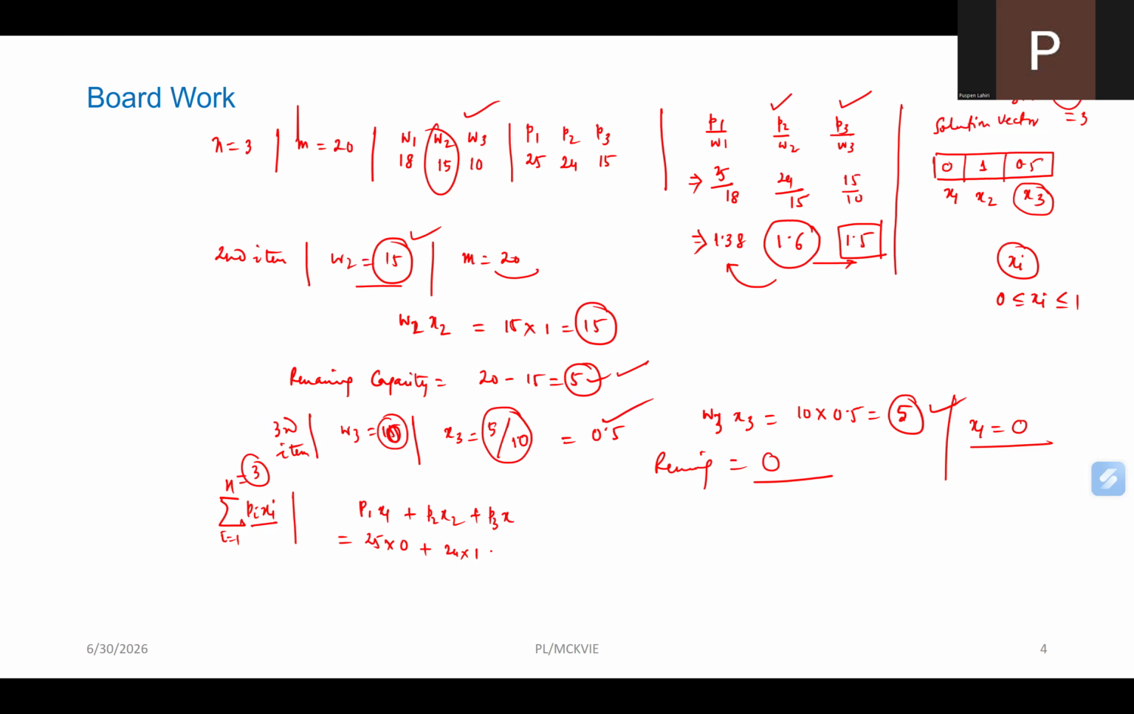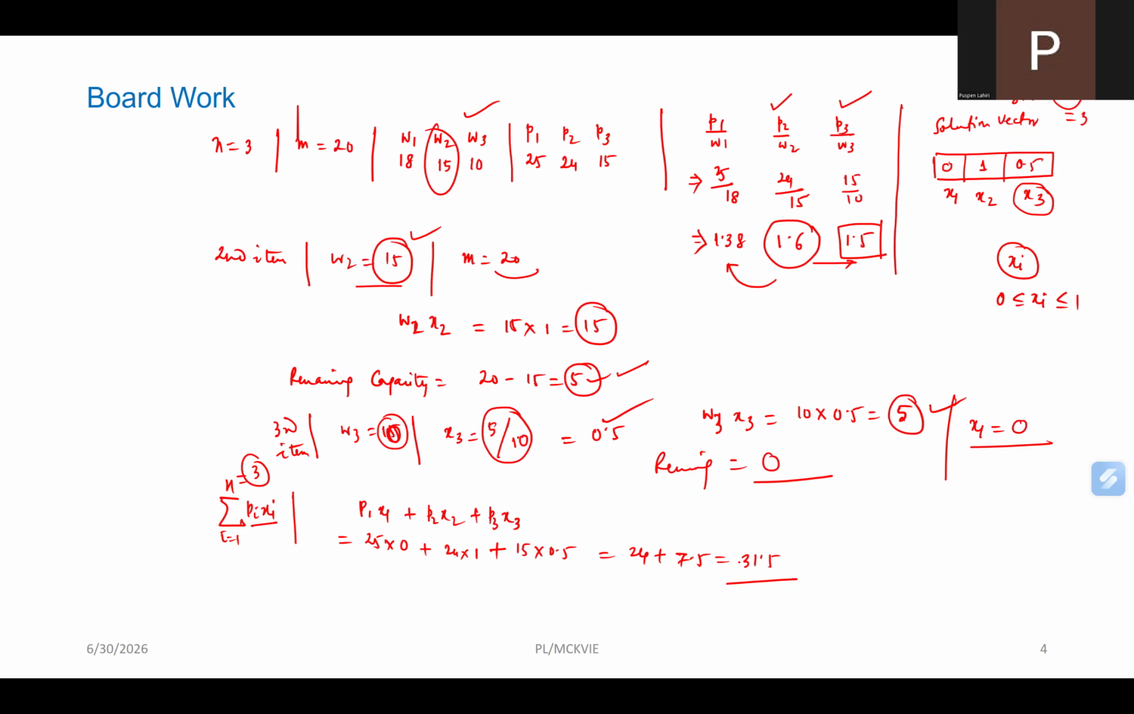You have utilized the full second item, so the full profit will be earned from there. The third item profit is 15, but you have not utilized the full third item. X3 decides it, so 15 into 0.5. How much is it? 24 plus 7.5, which is 31.5. So this is the total profit earned, which is the maximum profit. But there is a very interesting discussion now. I am solving the problem, this is fine, I'm using pen and paper here.